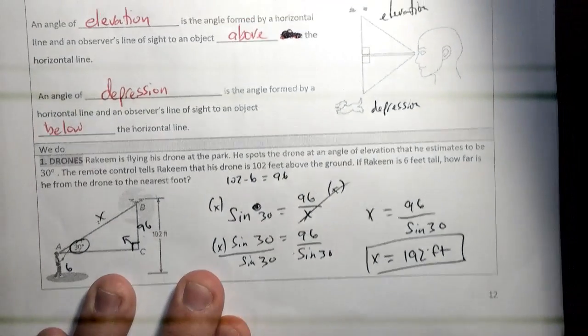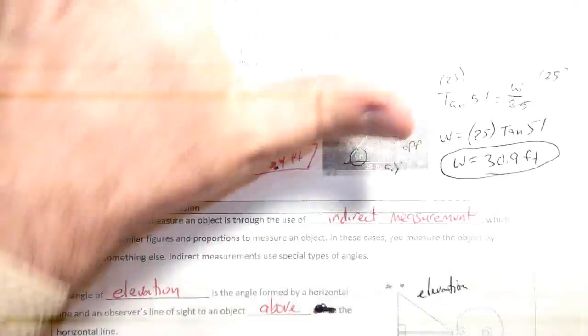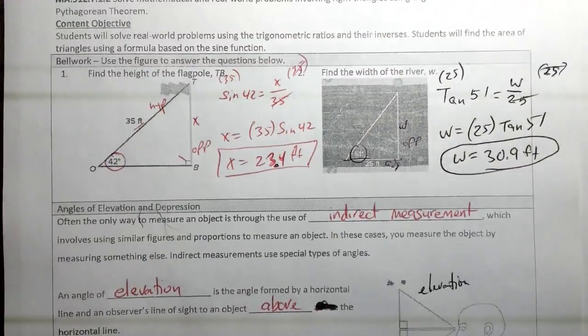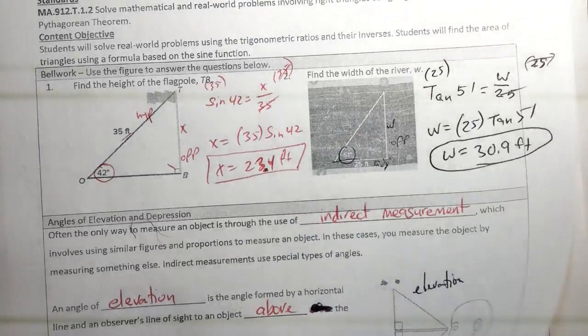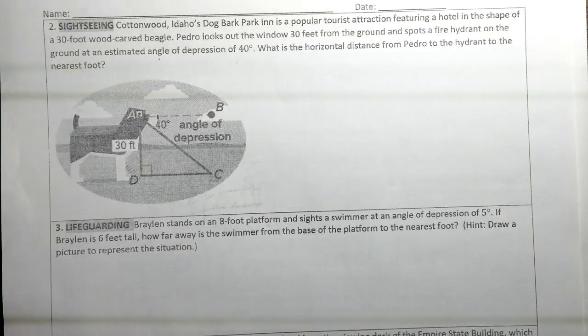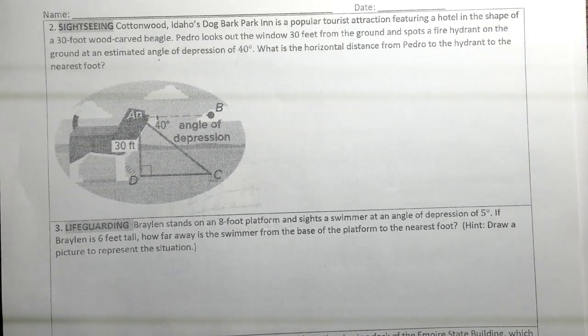All right, one more page. Let's flip over. Okay. All right, page 13. This is the very back page of this packet. All right, so number 2.